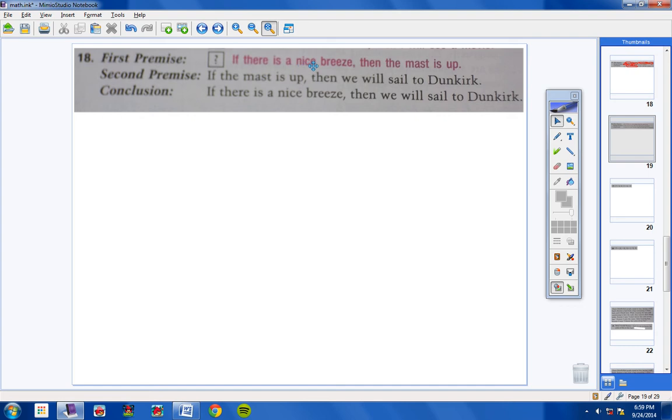If there is a nice breeze, then the mast is up. And if the mast is up, then we will sail to Dunkirk. So the conclusion is this: if there's a nice breeze, then we will sail to Dunkirk. Okay? All right.